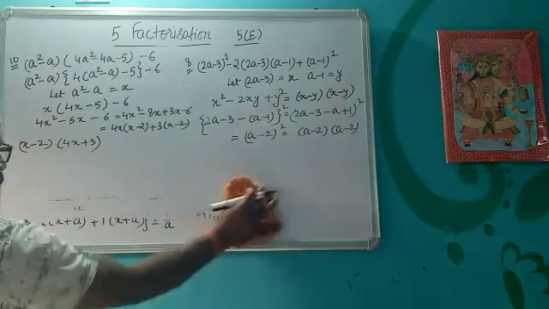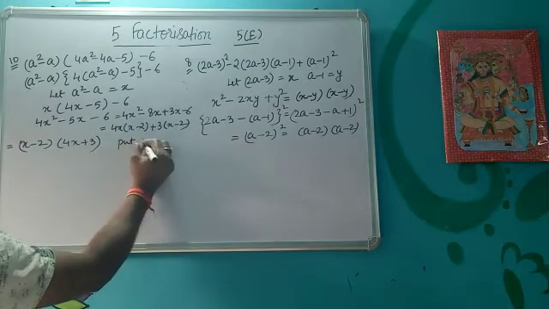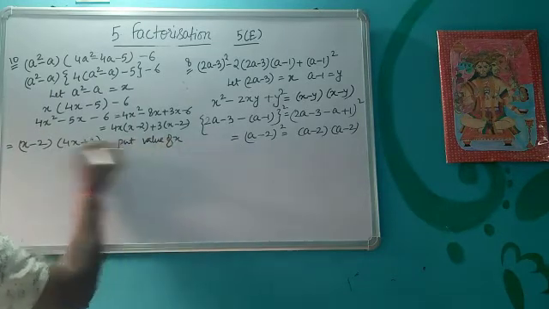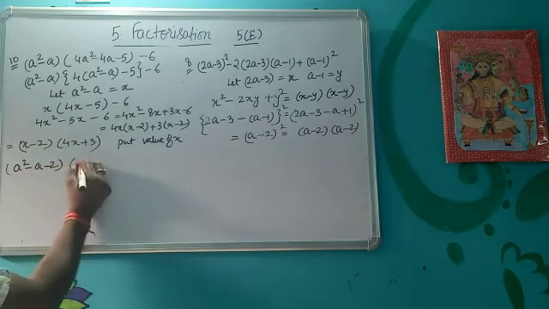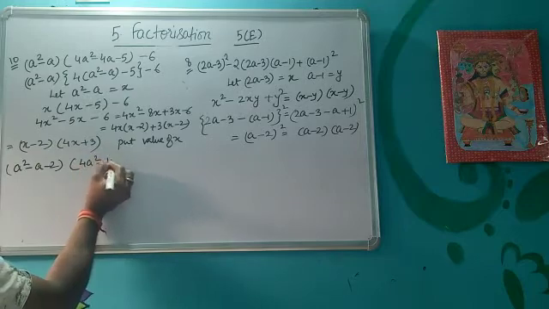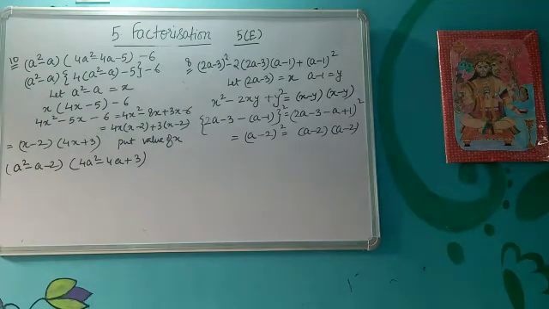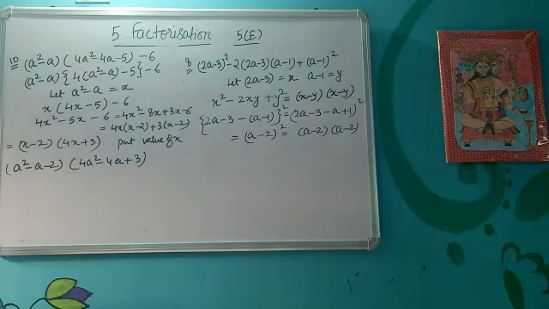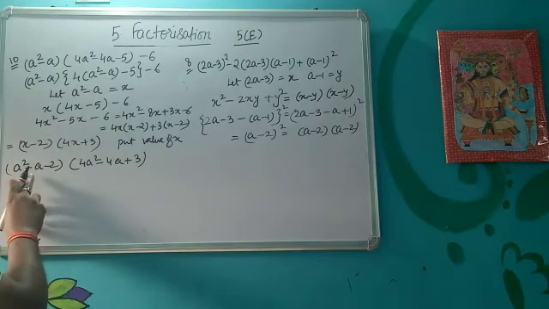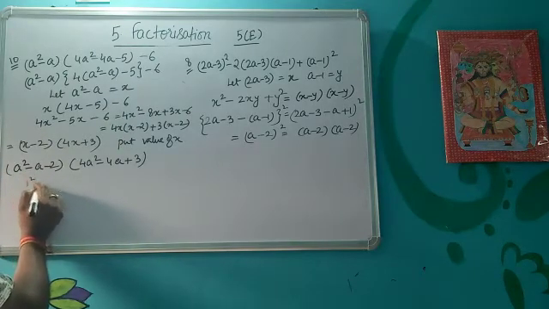Now what we are going to do again, we will put the value of x. So put the value of x here. X is a square minus a minus 2 and 4a square minus 4a plus 3. Now suppose if you want to see whether these two can be factorized, the method was we have to calculate b square minus 4ac. So if I calculate for this b square minus 4ac, it will be 1 minus 4 into minus 2, that is 9.